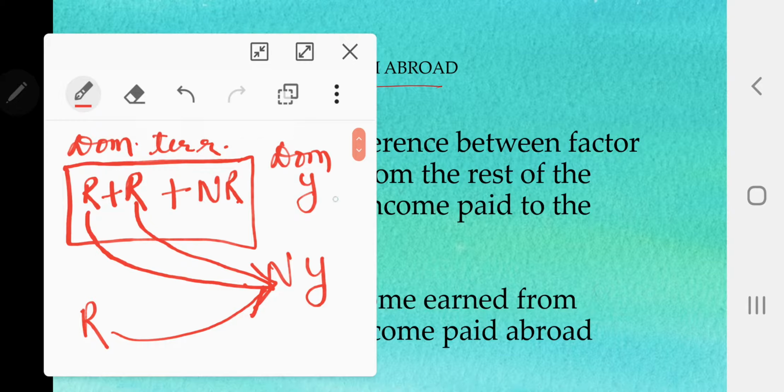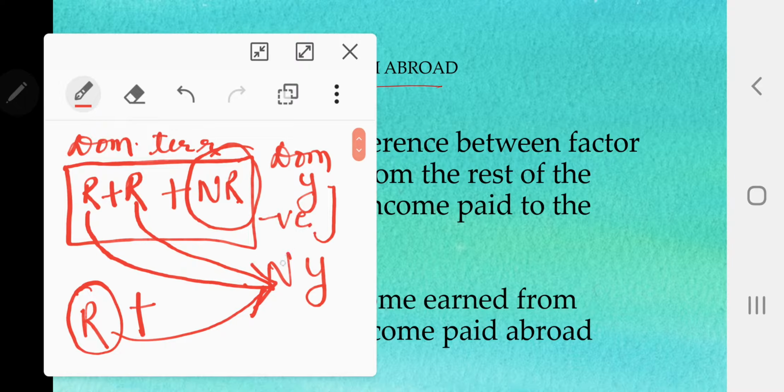Thus, in order to convert domestic income to national income, we need to add income earned by residents located outside the domestic territory of the country, and we need to subtract income earned by a non-resident who is located within the domestic territory of our country.